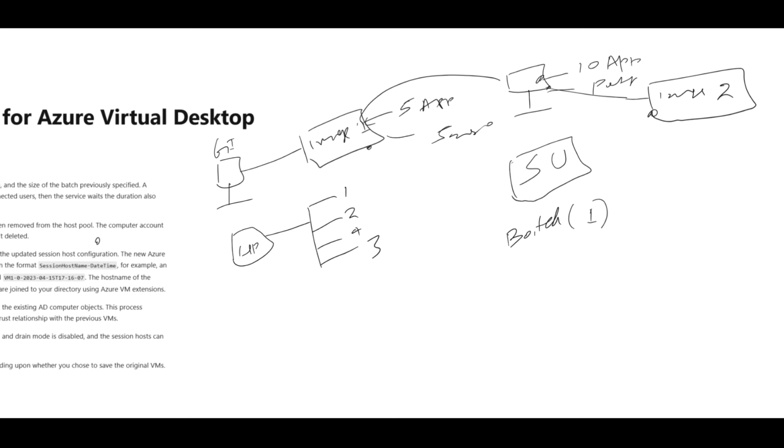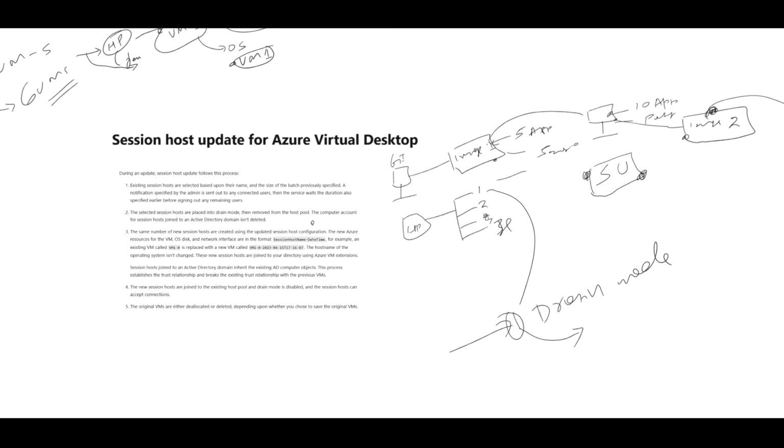For example, let's say in this example I have 4 VMs. So I will select batch as 1. It means that when I initiate the session host update, it will put the first VM in a drain mode. Once this VM enters the drain mode, the session host update feature will send a message to the users who are logged into this VM.